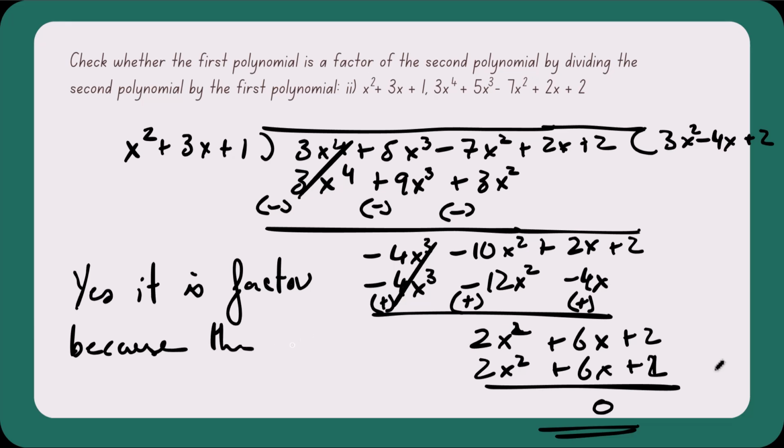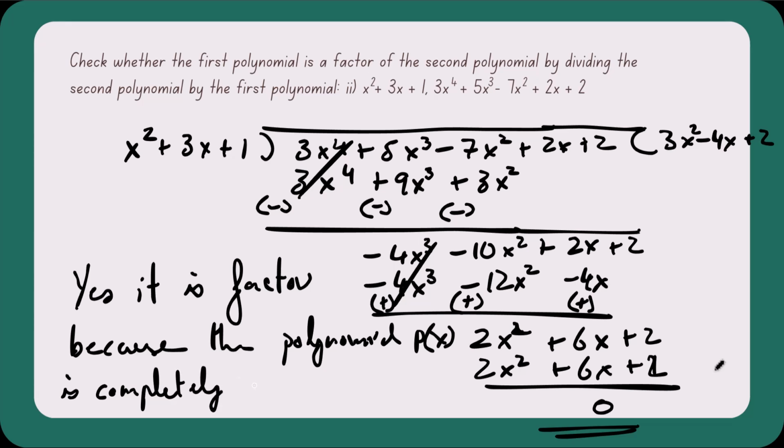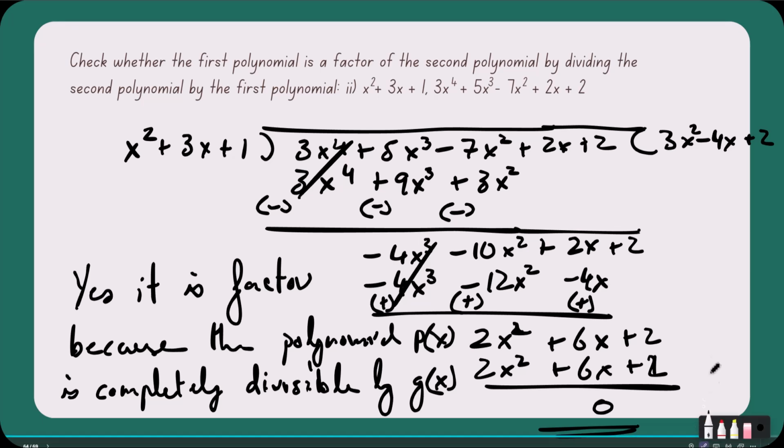The polynomial is completely divisible, right? So you can say polynomial p of x is completely divisible. So you have to state what is p of x, okay? Completely divisible by g of x, right? So that is what you can say. Or you can show it like we showed in the previous question. You can show that as well. Because the remainder is 0. If the remainder is 0, it is completely divisible. Very simple, okay? All right. Let's see the next question.